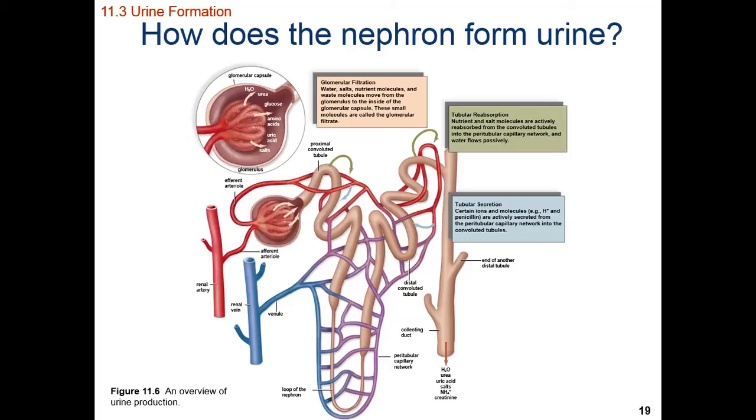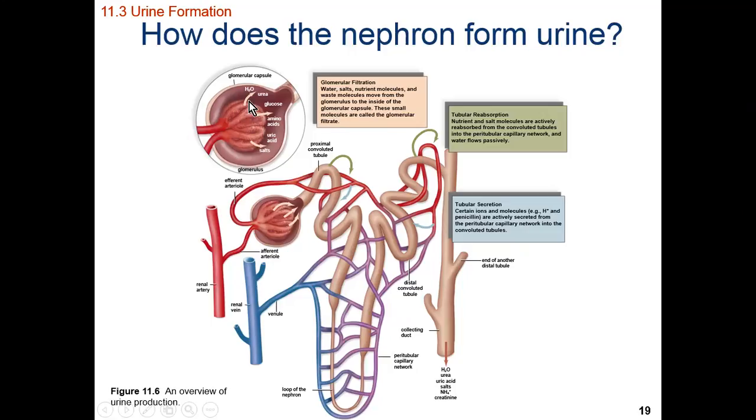So first, let's focus on how we make urine with the little filters we have in our kidneys, those nephrons, those structural and functional filters of the kidneys. If you look very closely at the glomerular capsule, the renal corpuscle, the renal corpuscle is broken up into a glomerular capsule, which is on the outside, and then a glomerulus, which is the leaky capillary bed on the inside.